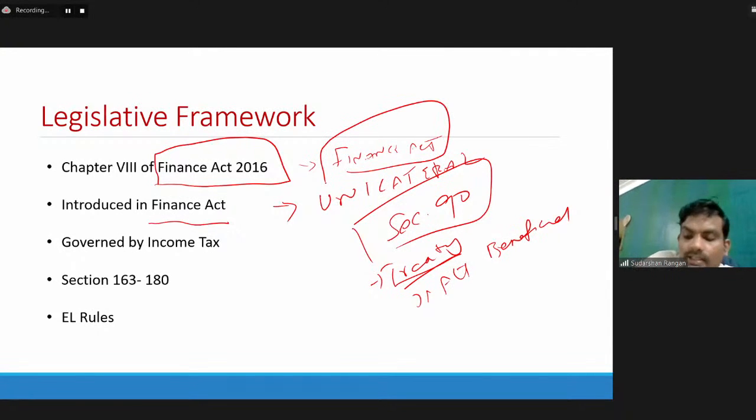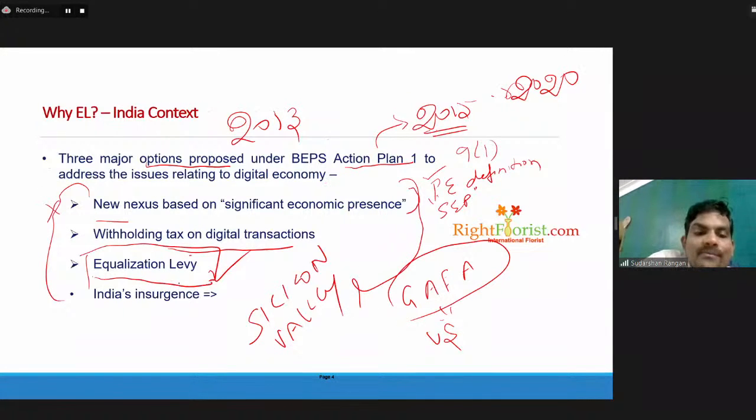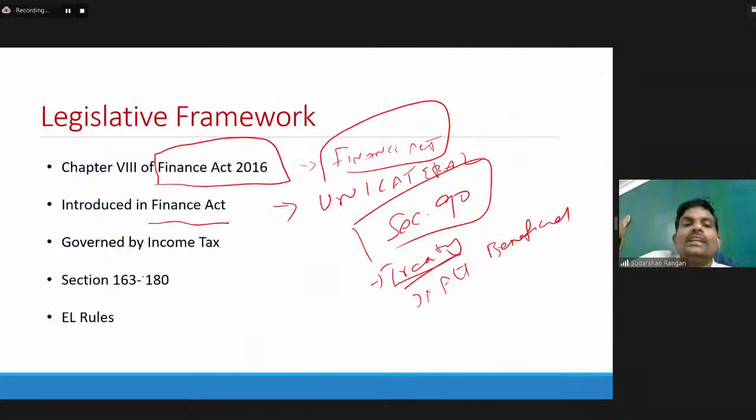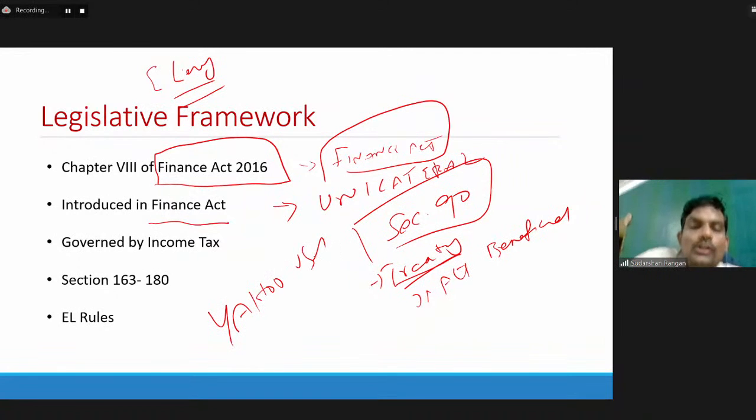Now, what the government did very smartly is, this is a Finance Act levy. That's why they use the word equalization levy. They don't call it equalization tax. They call it equalization levy. And then they are saying this is not income tax. This is a new kind of levy by India, and this is coming under the Finance Act. The idea is they don't want Yahoo USA or Google USA to take treaty benefit.